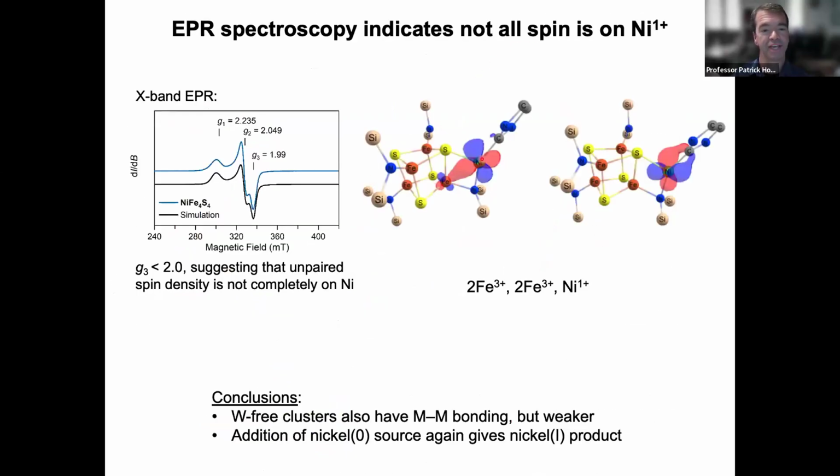In this case, where the nickel is external to an iron sulfur cluster, again, you do see some signs that iron nickel bonding is taking place. It's much weaker than in that tungsten case, but you can see a little bit of interaction there. Okay, so the emerging theme here seems to be that the nickel prefers to be in the nickel 1 form.